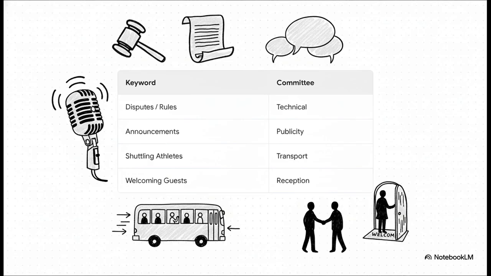So what you need to do is train your brain to spot keywords in the exam question. It's like a word association game. If you see the word dispute or protest, you should instantly think technical committee. If you see announcements or press release, that's publicity. If you see shuttling athletes or getting teams from the hotel, that's transport. Match the keyword, get the mark.